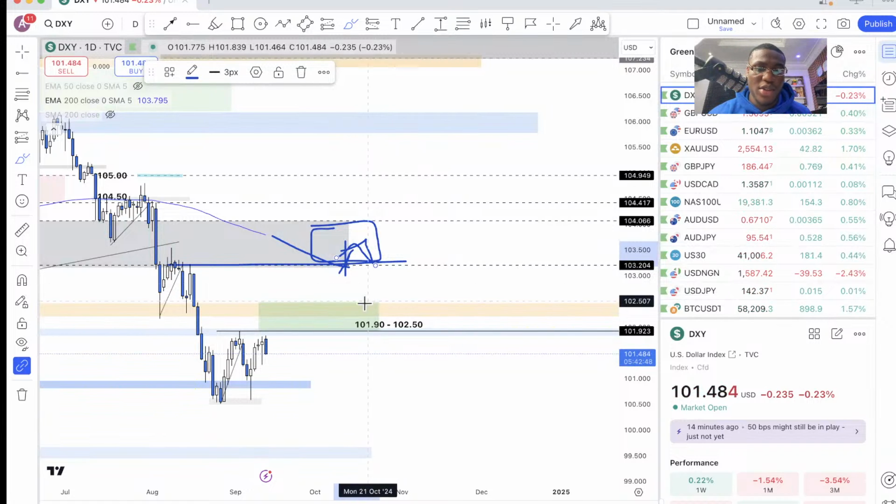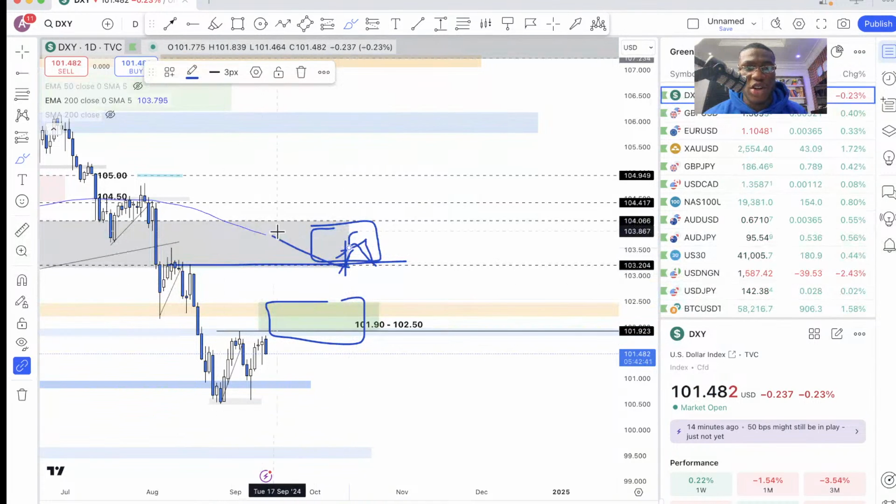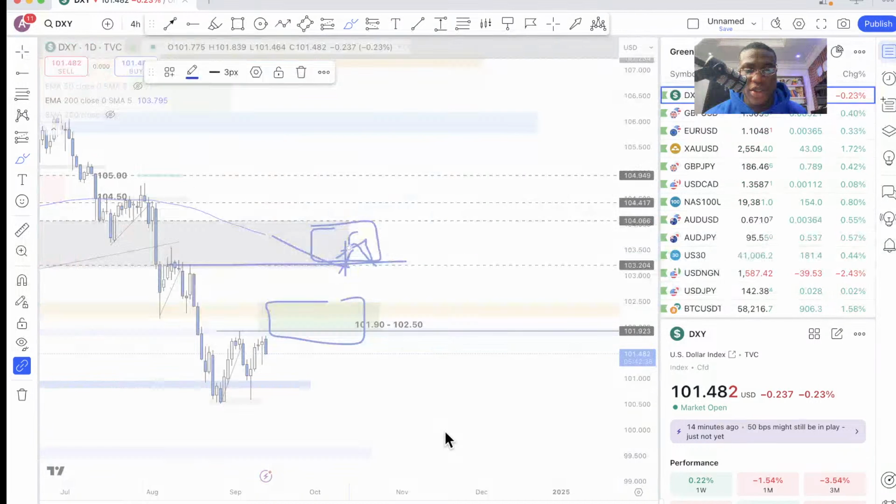We're still trading below this key level, and this one as well. And we are still trading below the 200 period moving average. If I go to the lower time frames, like the 4-hour time frame, you see that we're still trending strongly below the 200 period moving average. Let's give that a second.